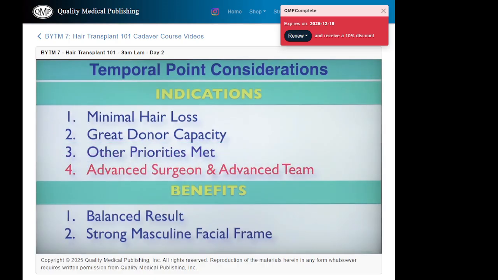So the indications, in my opinion, are when I've got other priorities met. I think it'll look great to balance off and create a very masculine frame, there's great donor capacity to cover this, other priorities are met as I mentioned, you have an advanced team that can place into this, and you're an advanced surgeon ready to do it. Otherwise, do not do temporal points.